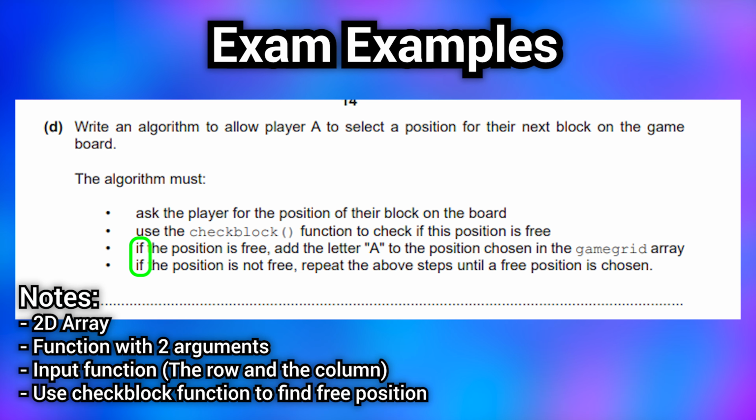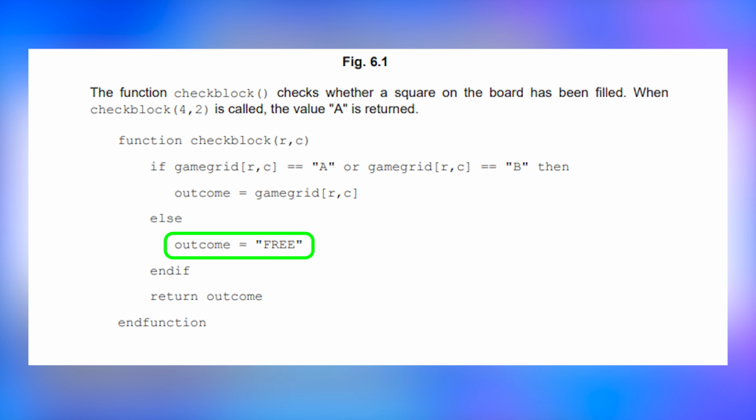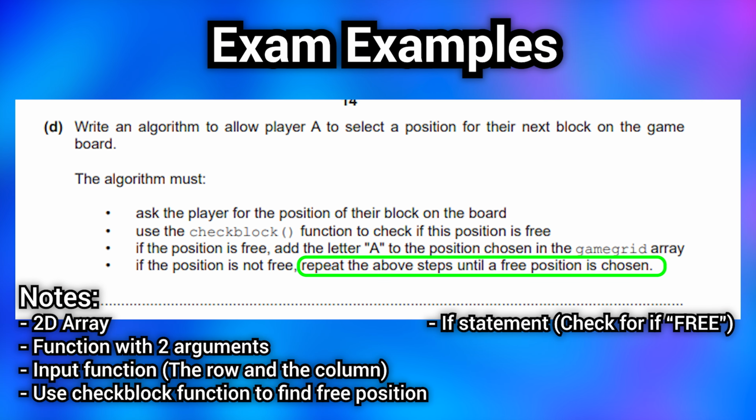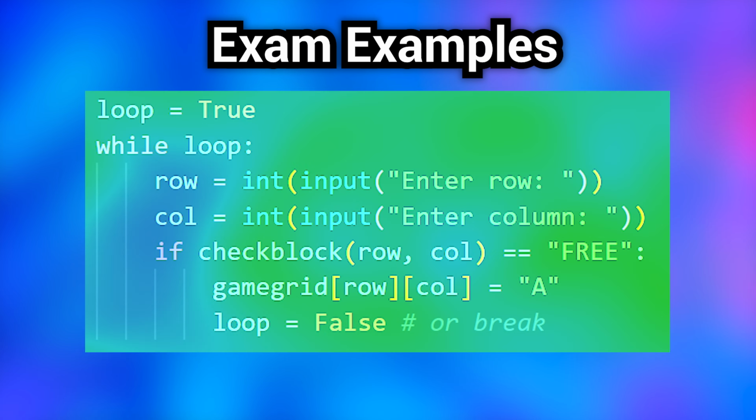These last 2 bullet points use the word if, so we know that we're going to have to use an if statement. As seen in the function given to us, if the location is free, it returns FREE in capital letters. And finally, the part that says repeat the above steps means that we're going to have to use a loop of some sort. And here's the answer.